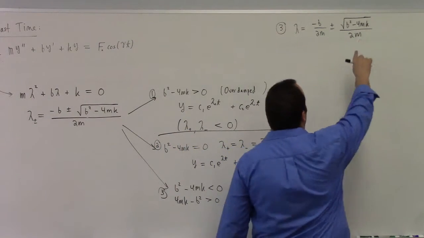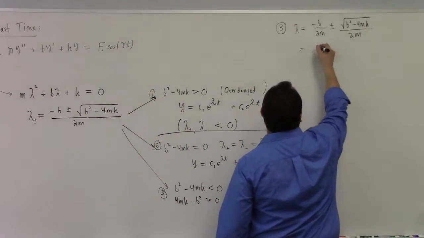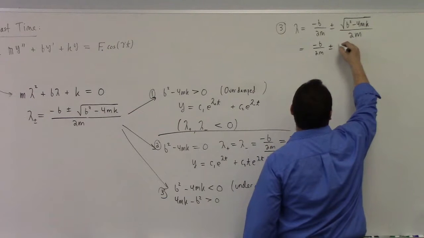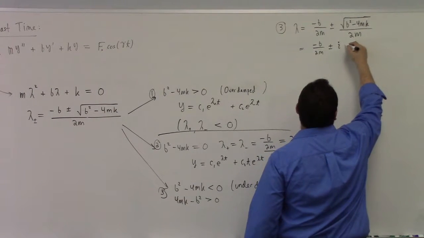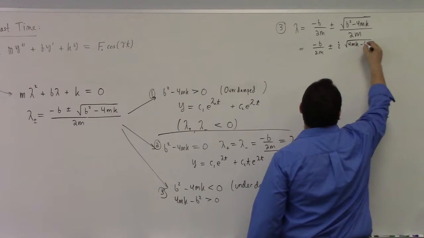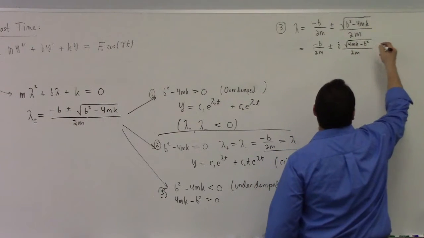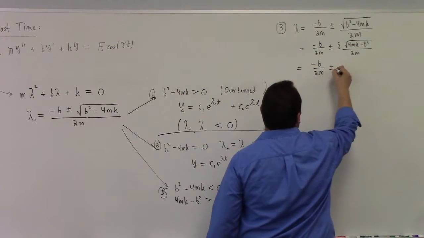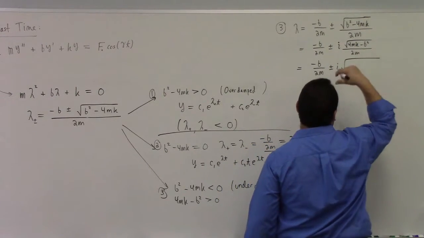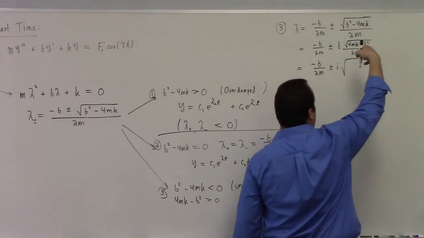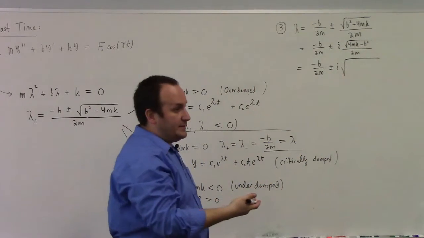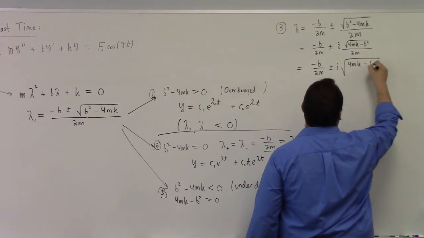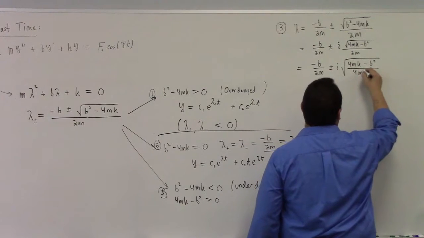so this is a negative number, right? So you can rewrite this as minus b over 2m, plus or minus the square root of minus 1, which we'll call i, and then the square root of 4mk minus b squared over 2m. Or if you want to bring the 2m inside, we have minus b over 2m plus or minus i times the square root of, when you bring 2m inside the square root, you get division by 4m squared, right? So 4mk minus b squared over 4m squared.